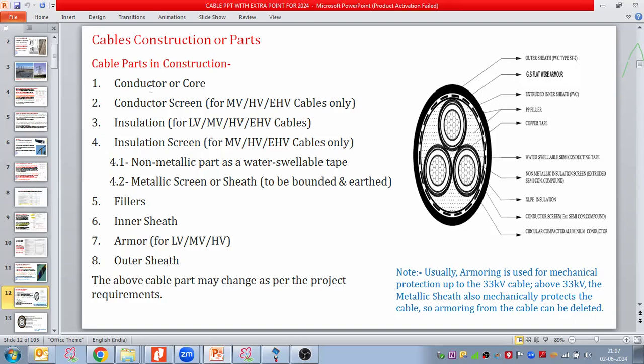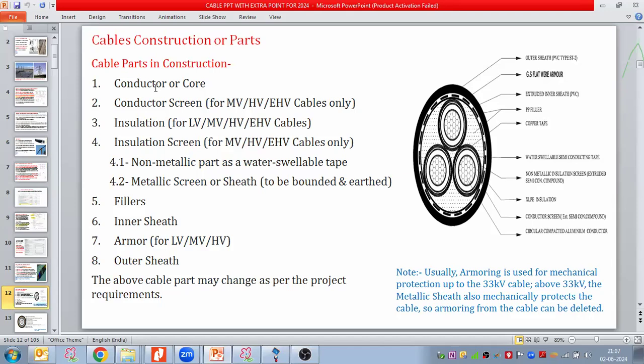We discussed the conductor or core. Then we discussed the conductor or core screening, where it is required and where it is not required, and also the purpose of the screening. Then we discussed the third component in cable construction, the cable insulation: what types of insulation there are and what the difference is. We discussed that mostly we take PVC and XLPE type insulation, and what the difference is between PVC and XLPE insulation.